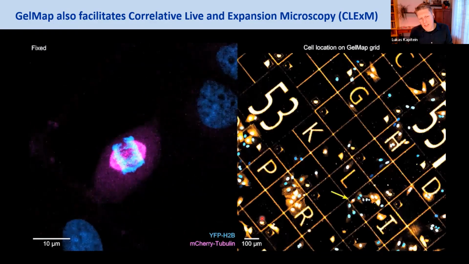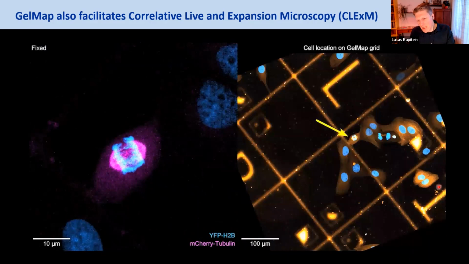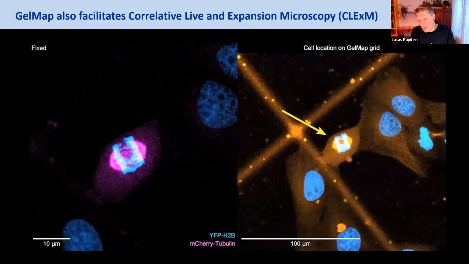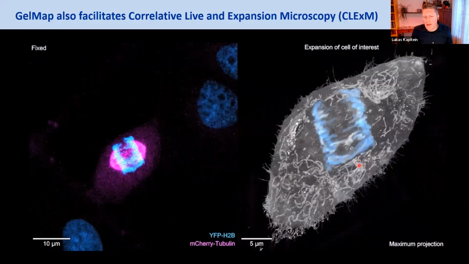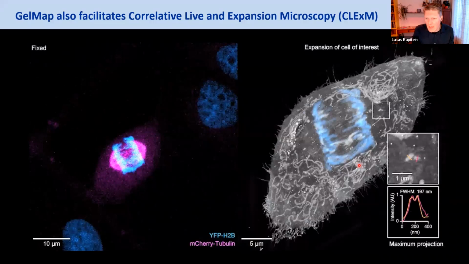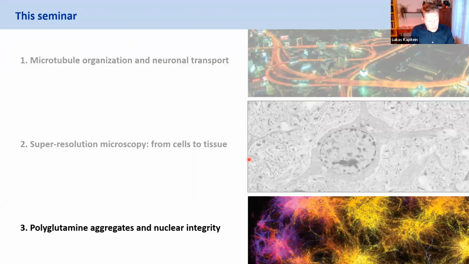This is illustrated here. We image a mitotic cell, lying close to the L box, and that allows us to cut out this piece of gel and image it on the microscope and get the ultrastructure of the cell that we have also imaged live, as you can see in this video. So that is the second part.